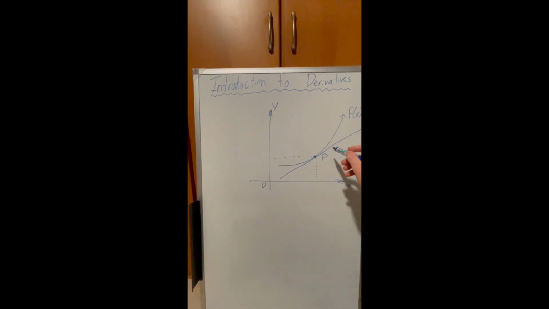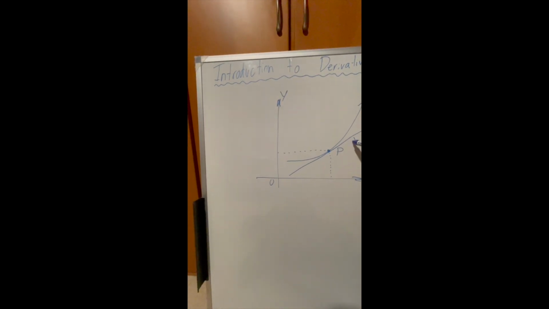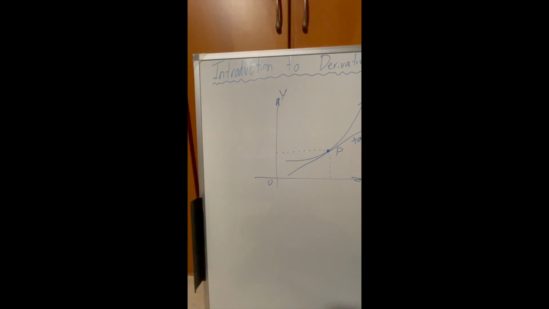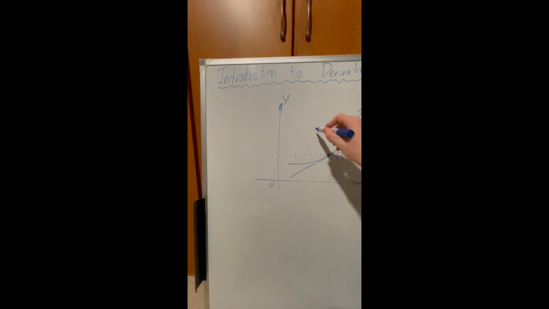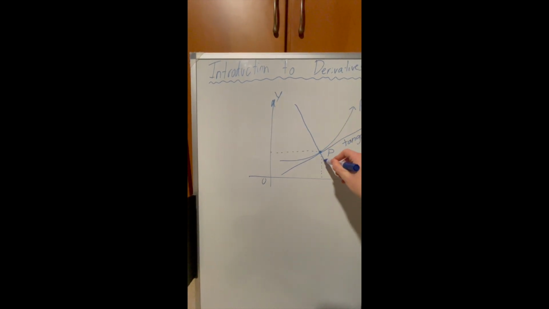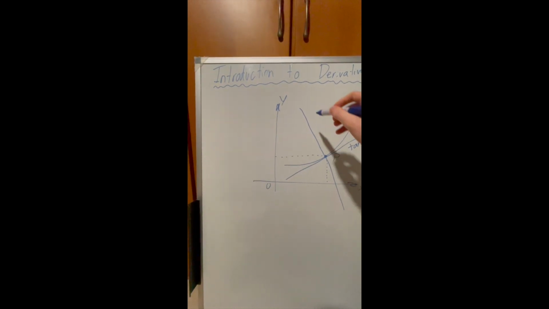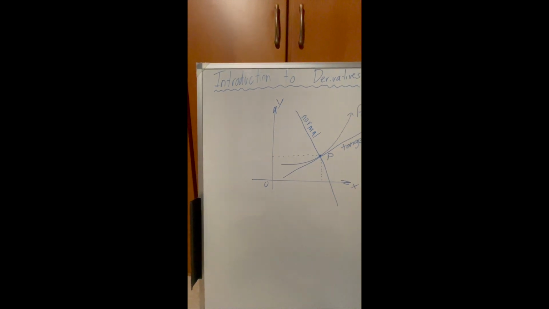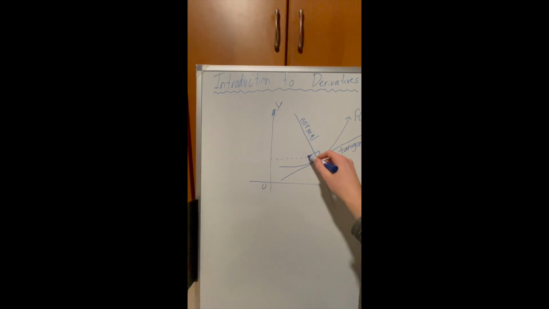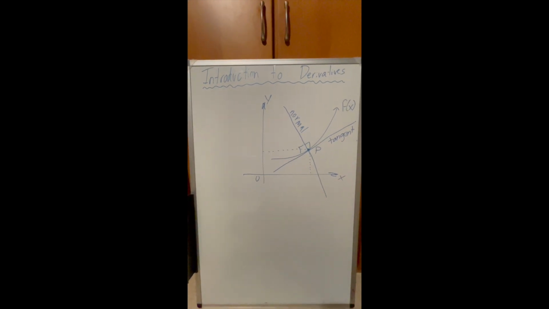and our normal line would be the one perpendicular to our tangent line. This is our tangent line, and our normal line would be the one perpendicular, so the one like so. This is our normal line, perpendicular, 90 degrees.